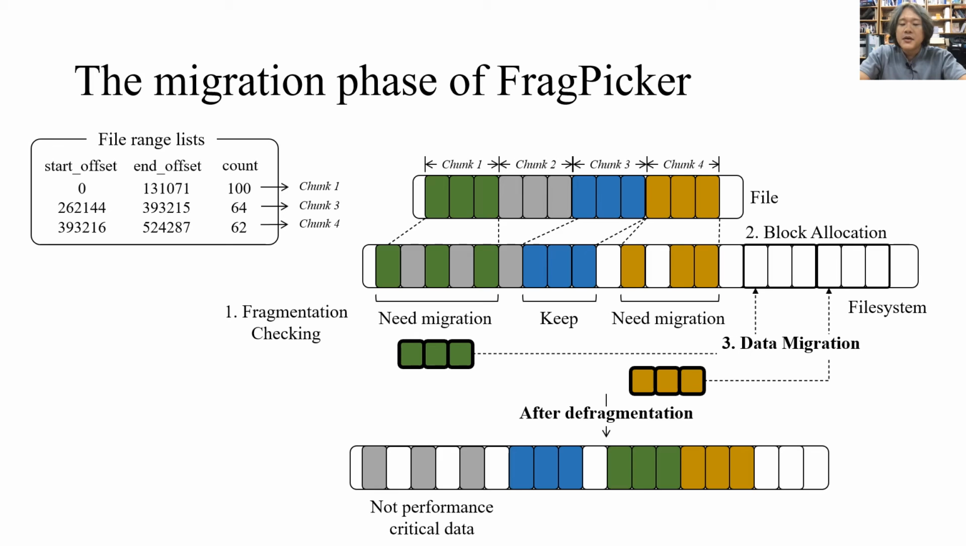Finally, data migration is performed using user-level I/O libraries. After defragmentation, performance-critical data become contiguous, and I/Os towards such data will not incur request splitting. Since chunk 2 is not on the file range list, we think the data are not actually performance-critical. Therefore, FragPicker does not migrate the data. As you can see, the frag distance can actually increase after defragmentation of FragPicker. However, as we saw before, frag distance is irrelevant to the performance of modern storage devices.